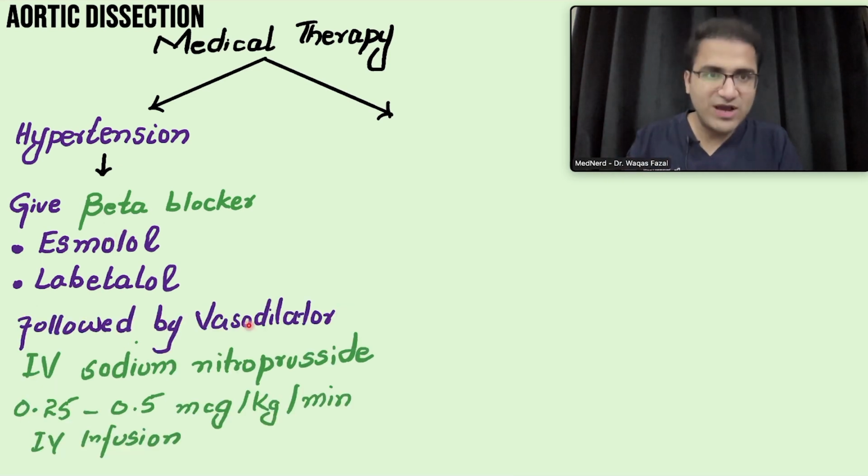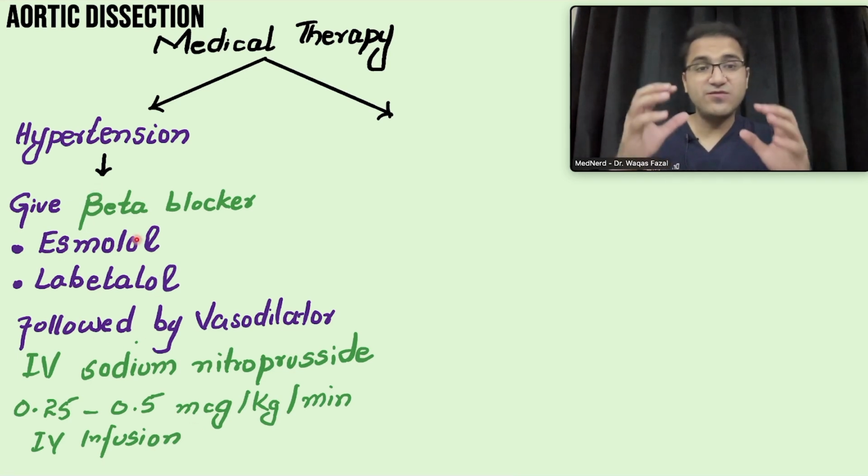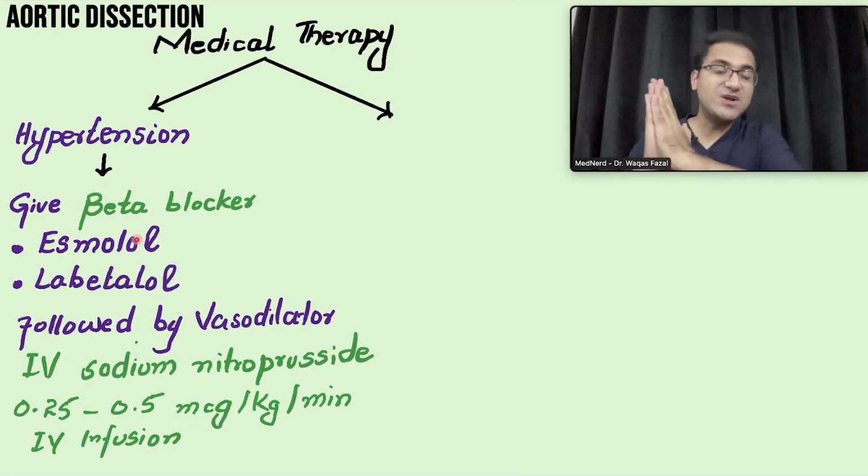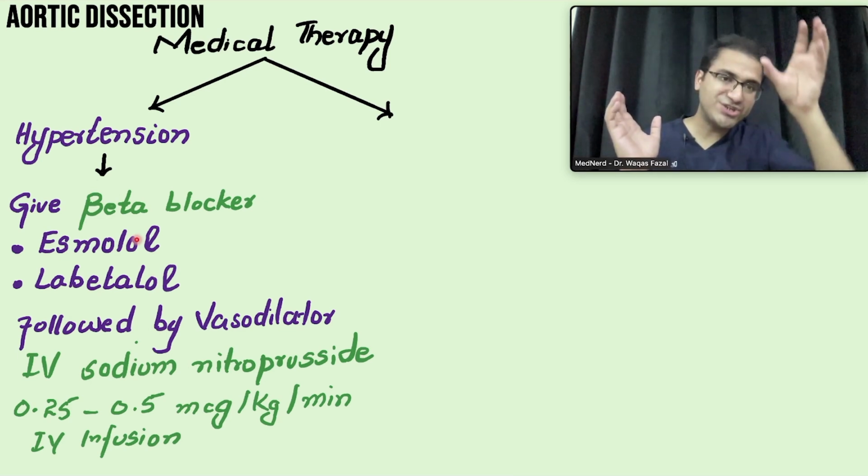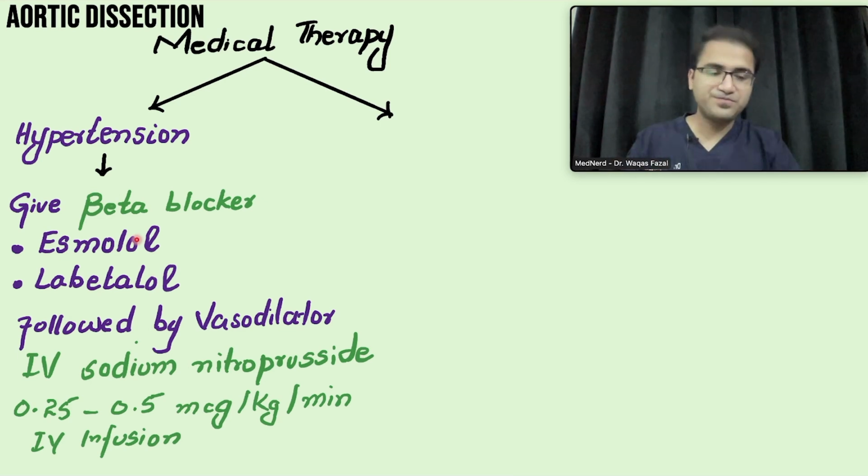to give a vasodilator. Beta blockers are followed by a vasodilator like IV sodium nitroprusside 0.25 to 0.5 microgram per kg per minute. IV infusion is given. The target is to bring the blood pressure down to systolic 120 or 110. You must control hypertension in these patients, because if you don't reduce the pressure, it can cause the spread of aortic dissection to the rest of the aorta, and it can even result in complications.